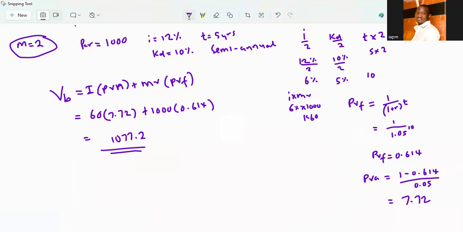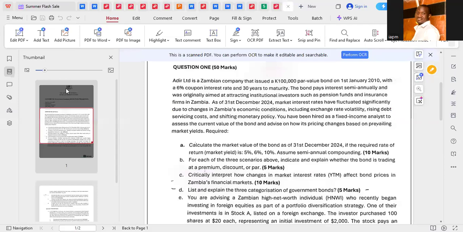Okay, so now we can address the question. Let's now identify the information we've been given here. So it looks a little bit clustered, but let's get the principle. Adia Limited is a Zambian company that issued a 100,000 par value bond on 1st January 2010 with a 6% coupon interest rate and 30 years to maturity. The bond pays semi-annually, originally aimed at attracting institutional investors such as pension funds and insurance firms in Zambia. As of 31st December 2024, the market rates fluctuated significantly due to changes in servicing costs and shifting monetary policy.